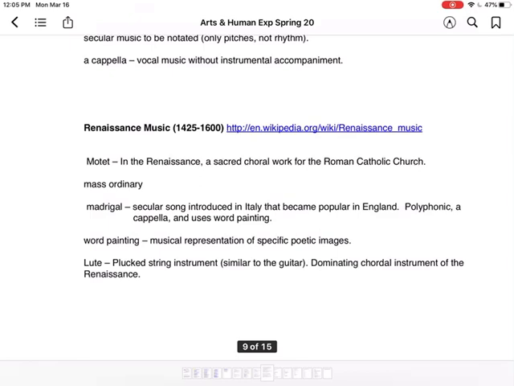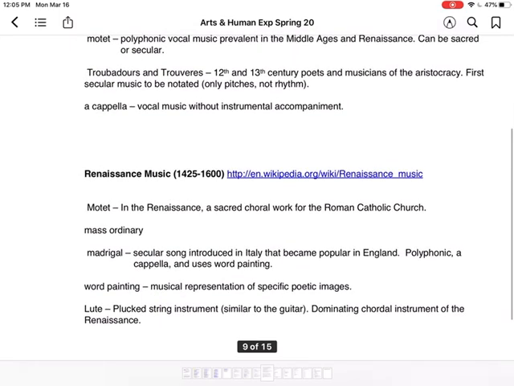There is a lot of vocal music. There is instrumental music being written, but we will find, and we've already discovered, the church music is primarily a cappella at this time. And there you see it on your screen. Vocal music without instrumental accompaniment.